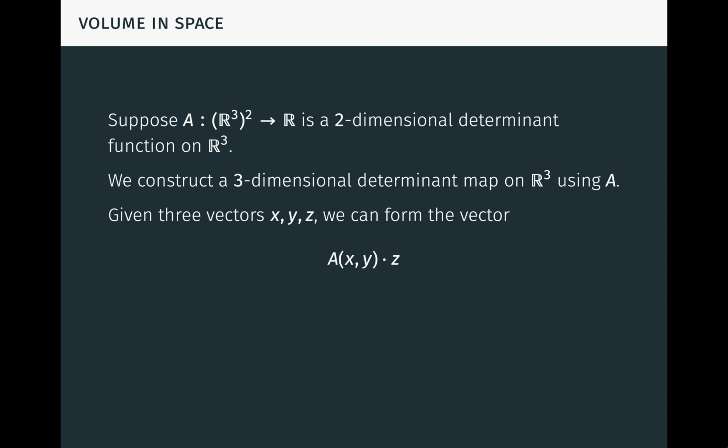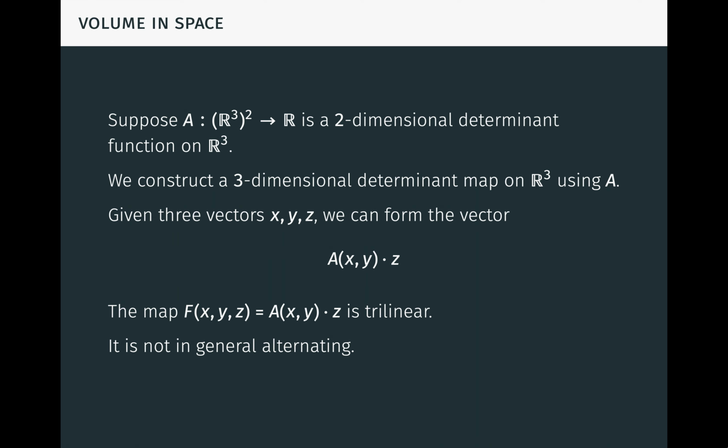Well, if we're given three vectors x, y, and z, one thing we can do is form the vector A(x,y) times z. Since A is bilinear, and scalar multiplication in a vector space is also bilinear, it follows that the map F which sends (x,y,z) to this vector is trilinear. So we're halfway to a determinant map.